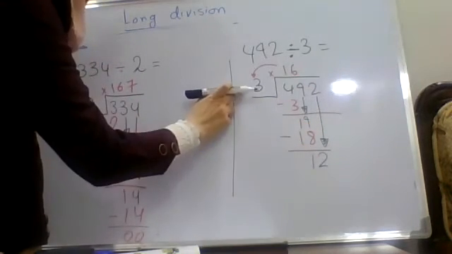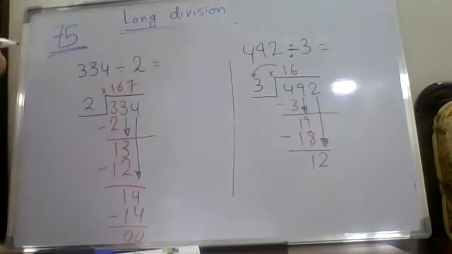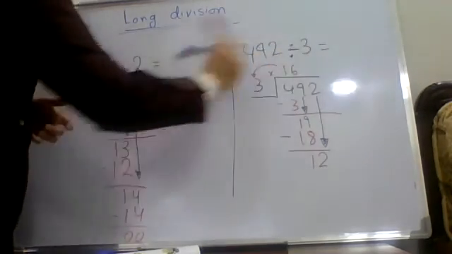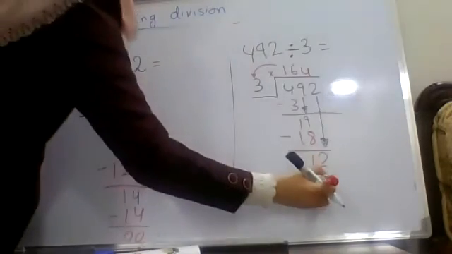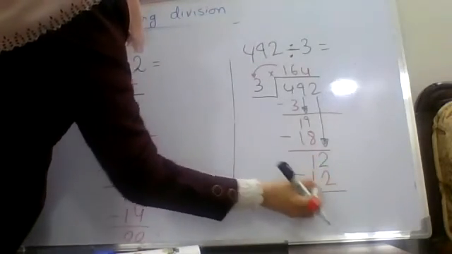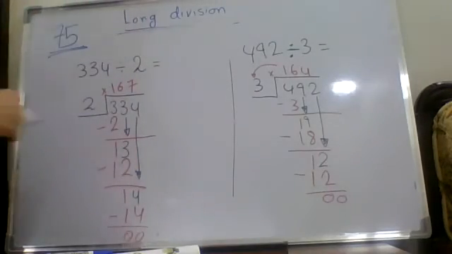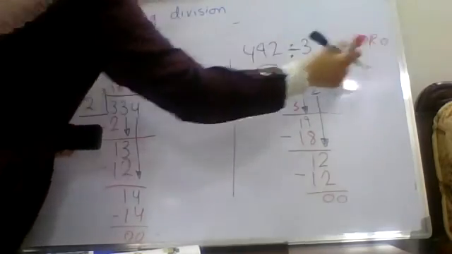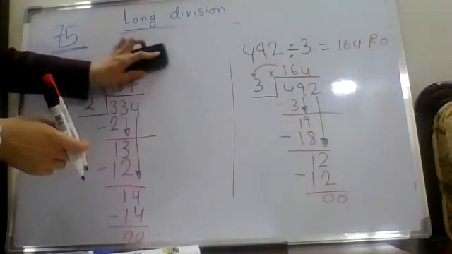12. How many 3 inside this 12? Can I find 12 on the times table of 3 or less? Yes, it's with 4. 4 times 3 equal 12. You subtract it, you will have the answer as 0. So this is the answer, 164, and the remainder is 0. So this is a multiple of 3, okay? So this number is a multiple of 3 because the remainder is 0.